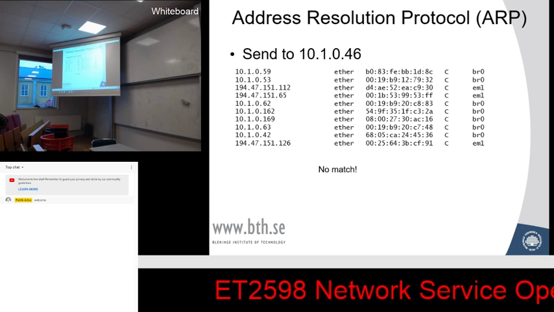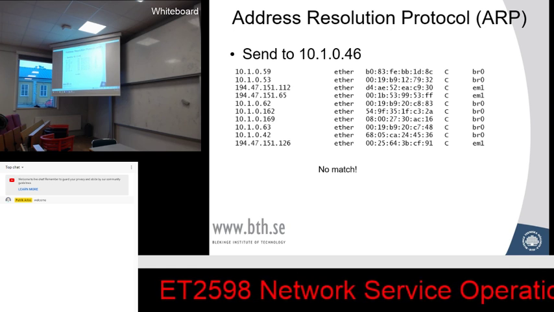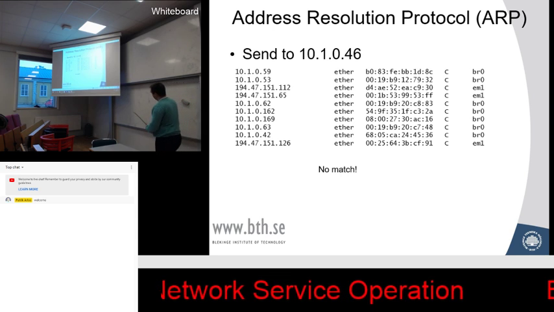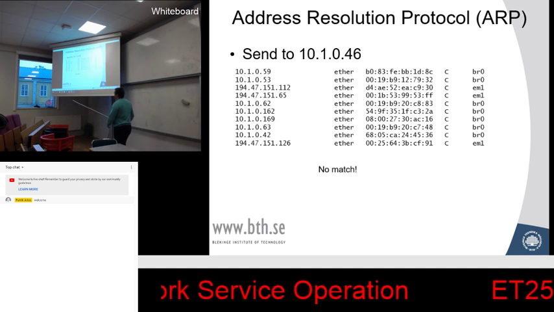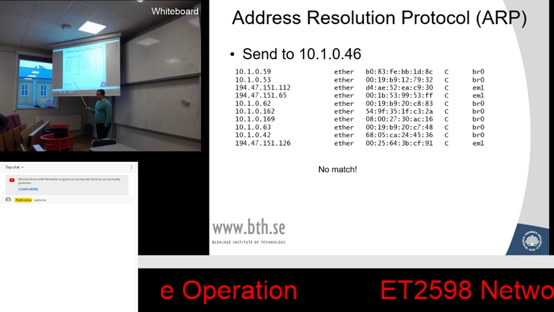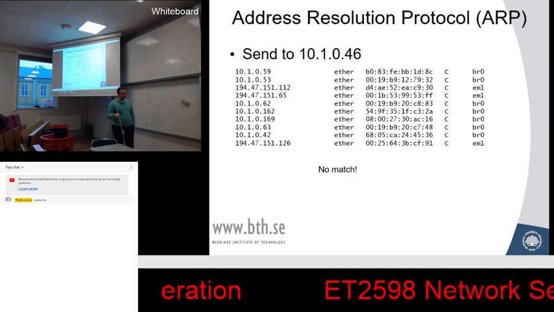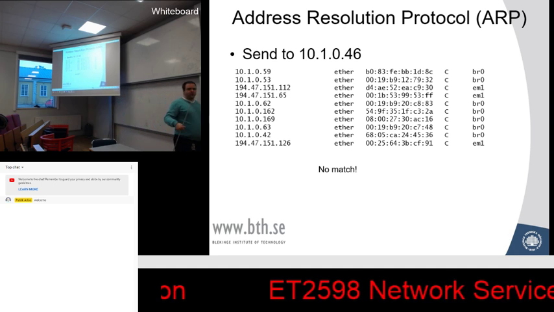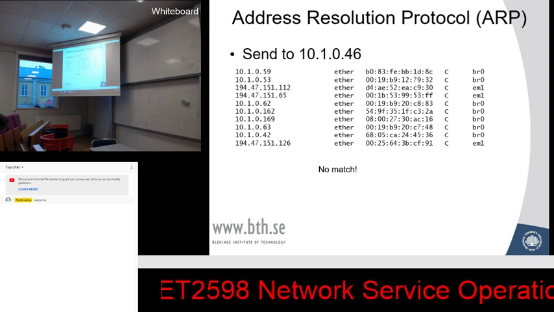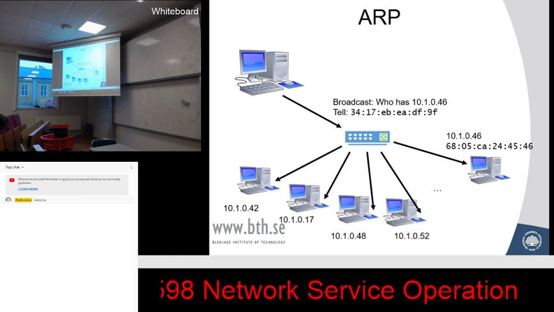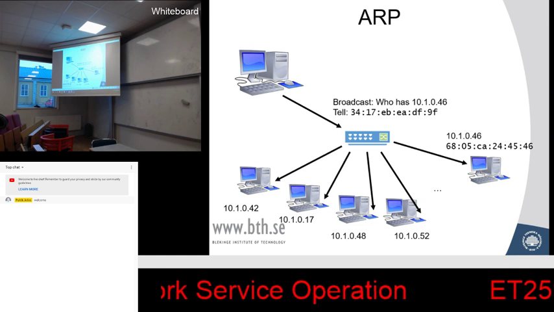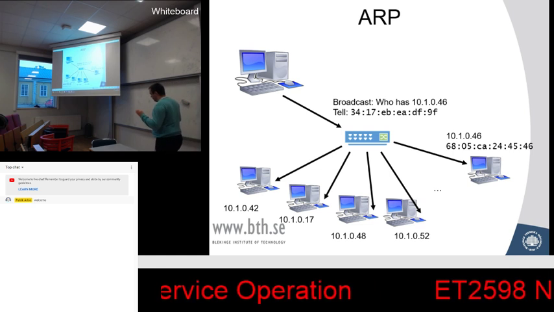In the case we want to send something to 10.1.0.46, if we go through this list, which will happen, well, no. No match. Then we're in a bit of a problem, right? We don't know where we can reach 10.1.0.46. So what happens then is that we will do a broadcast. The ARP protocol will do a broadcast.